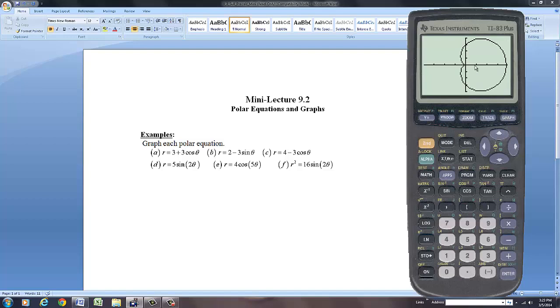Now in some cases this might not work out nicely like this, so if you have problems like that, just go to zoom and use 7. That's the same thing you use for trig functions, so hit 7 and you get the same graph. So notice this is a heart-shaped graph called a cardioid. That's what it looks like.